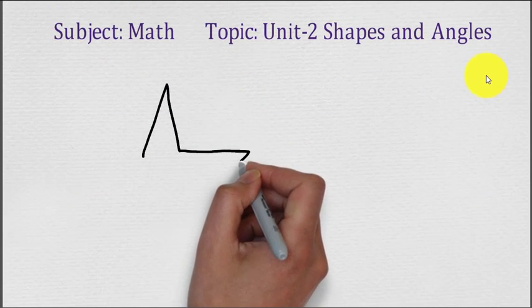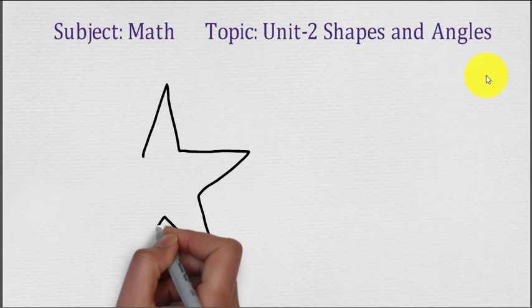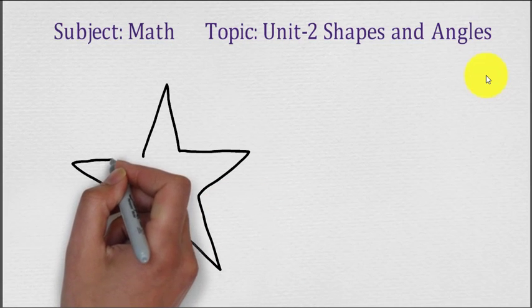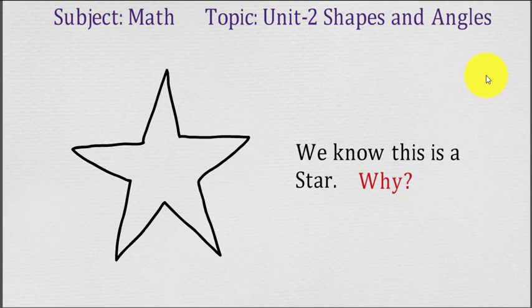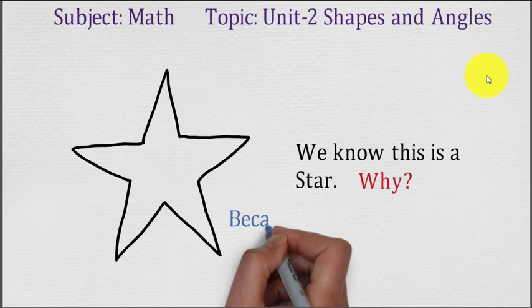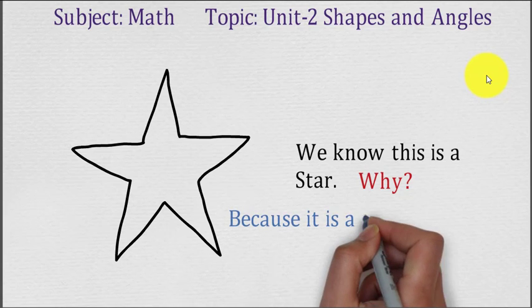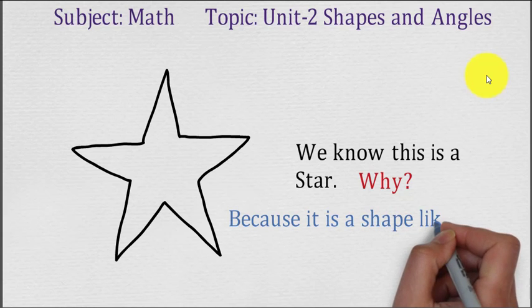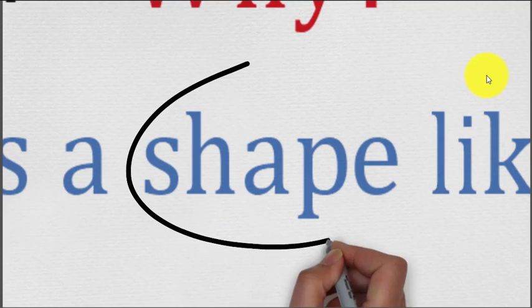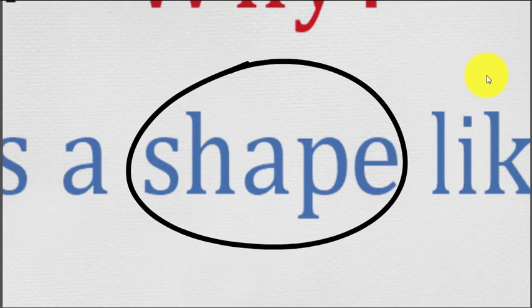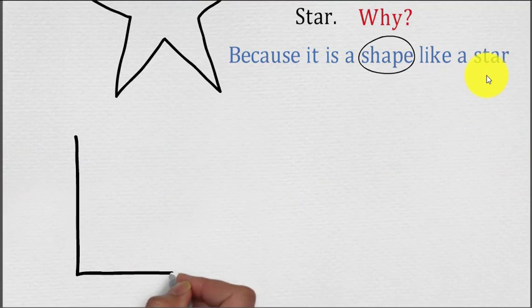Now let me draw something. Can you notice this shape? Yes, we know it is a star, isn't it? But how come? Why do we know it? Because it is a shape like a star. Shape is very important, isn't it? It denotes whether this is something or not.